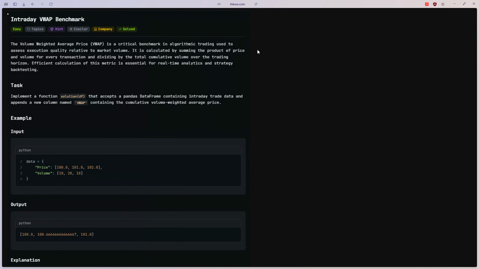Now you know what VWAP is. What is the actual formula? And how can we use it to solve this task? So now we have the numerator, which is price i times volume i summed from i to T in this trading horizon. And now we have the denominator, which is the volume of i on the trading horizon summed.